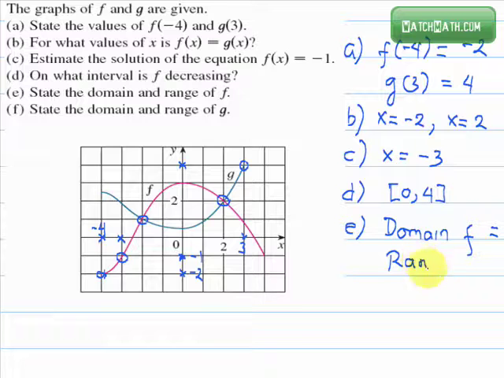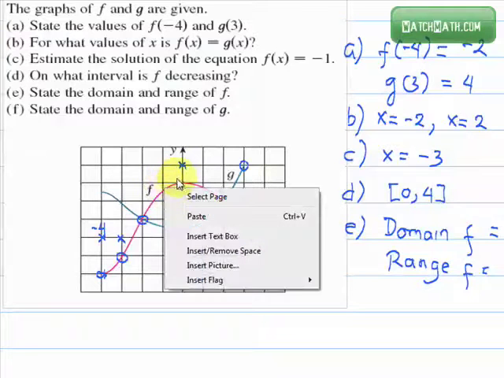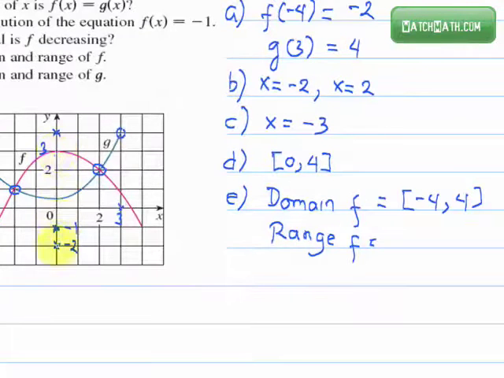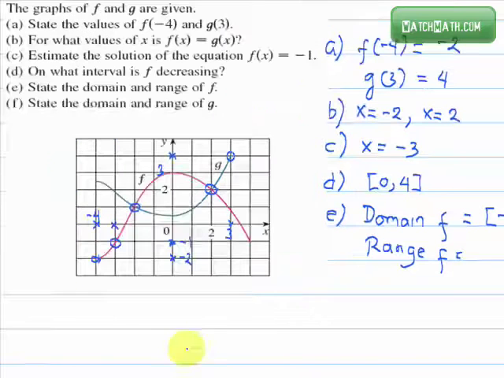And the range of f is all possible y coordinates of points on the graph of f. We can see that the minimum y we can have is y equals -2, and the maximum y that we can have is y equals 3. Okay, and for any other y in between -2 and 3, there is a corresponding point on the graph of f. So it means that the range of f is from -2 up to 3.